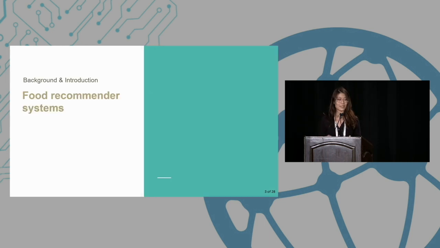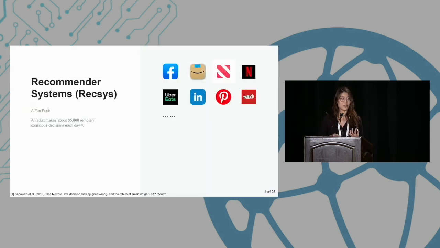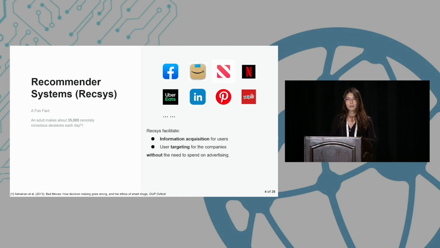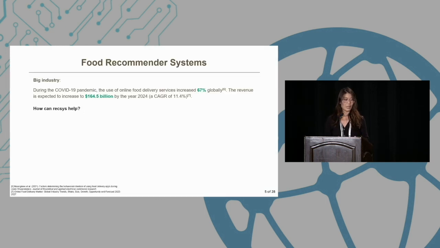And with this audience, I don't think I'll really need to introduce recommender systems and how popular they are in our daily lives already. So indeed, on one hand, recommender systems facilitate information acquisition and decision making for the users or the customers. And on the other, they help the firms to target prospective users without the need to spend extra on advertising. And in particular, in this work, we focus on one particular type of recommender systems, and they are food recommender systems.